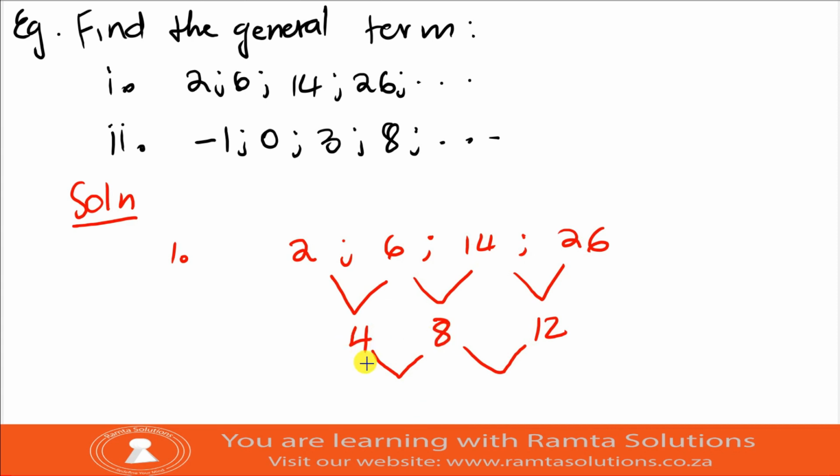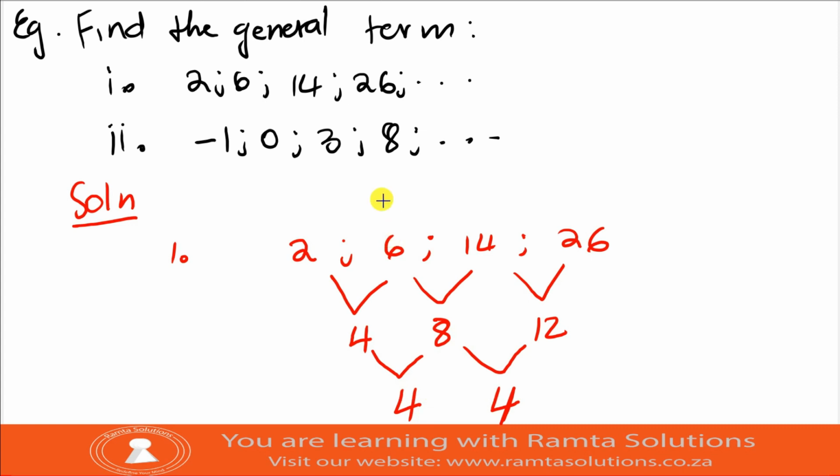8 minus 4 is 2. 12 minus 8, oh sorry, it's 4, not 2. It's 4. 12 minus 8 is 4. As you can see, the second difference is common. Now, since the second difference is common, this means we are dealing with a quadratic sequence.